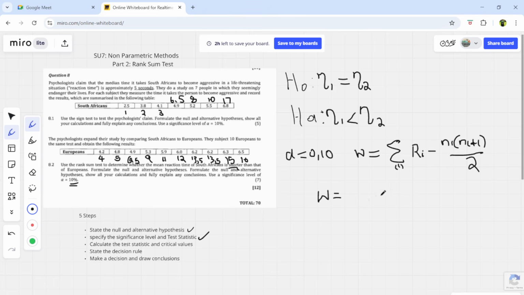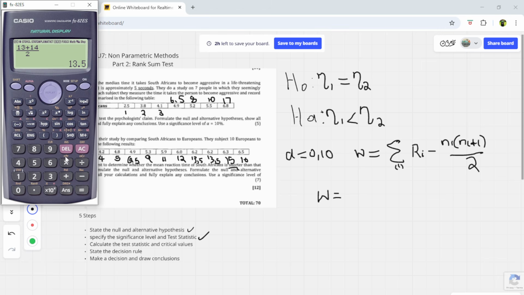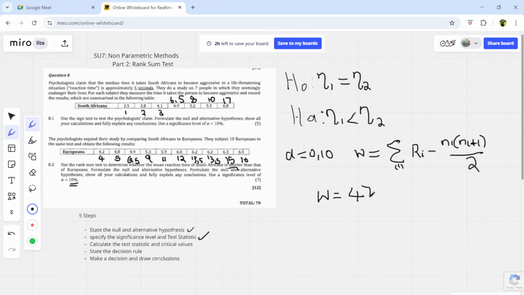Our test statistic is equal to the sum of the rankings for the first sample. So you're only going to add the sum of the rankings for sample 1, not this one. So what you're going to do is say 1 plus 2 plus 3 plus 6.5 plus 8 plus 10 plus 17, and you're going to get 47.5. So this part of the equation is going to be 47.5.